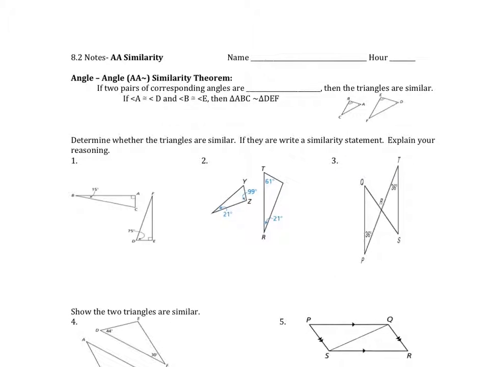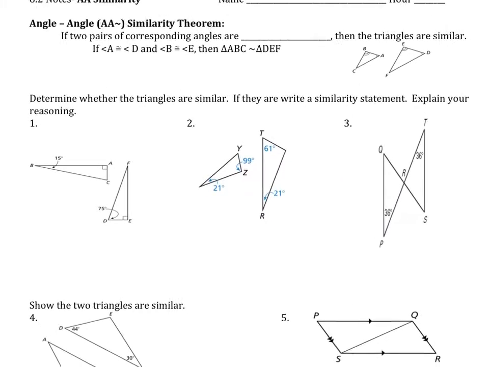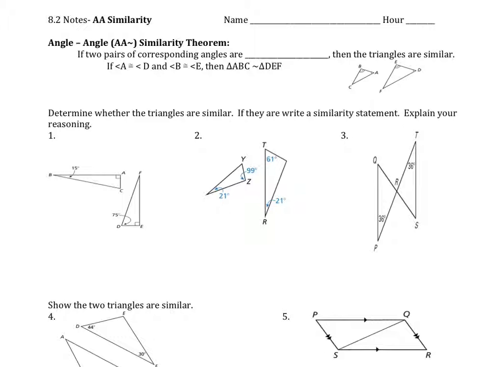If two pairs of corresponding angles are congruent, then the triangles are similar. So that's a shortcut for you. Instead of having to prove all three angles congruent and the side lengths proportional, all you have to do is prove two angles and you're done.